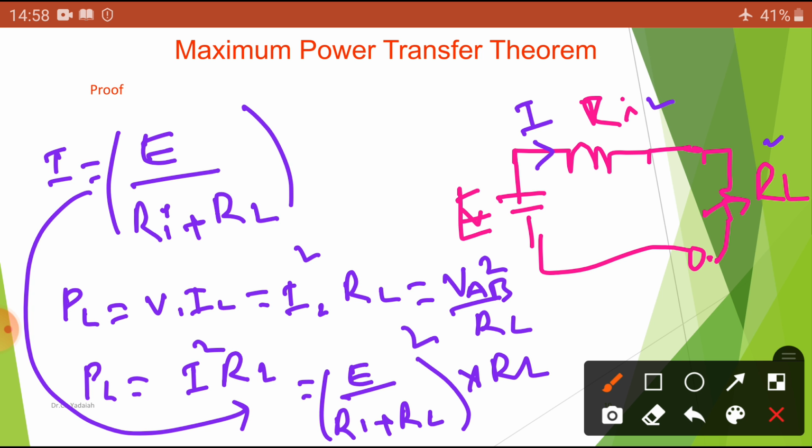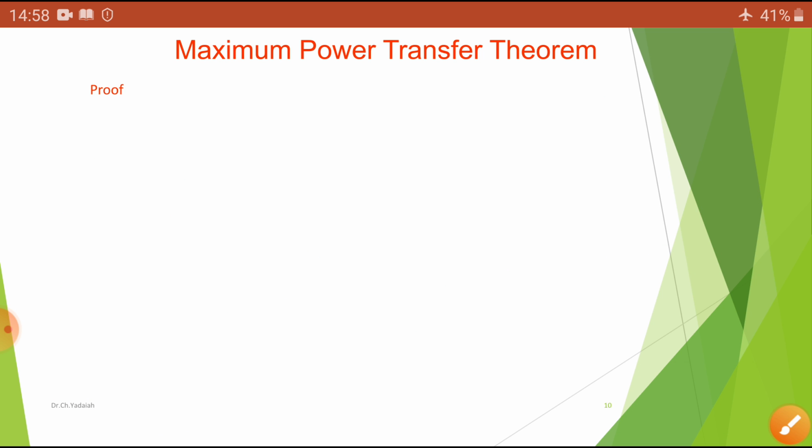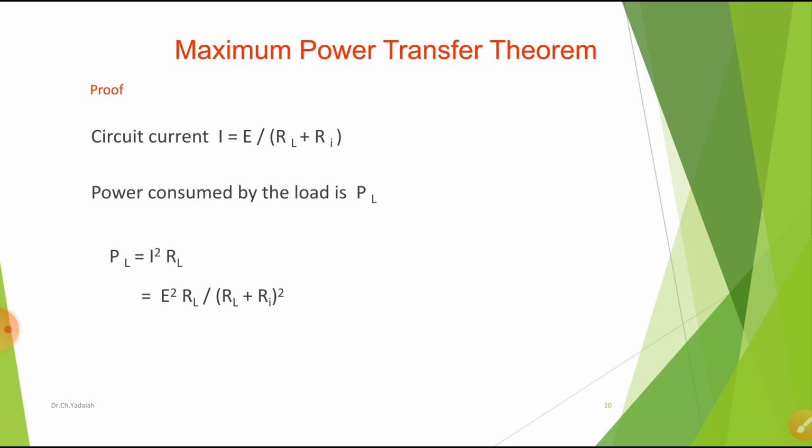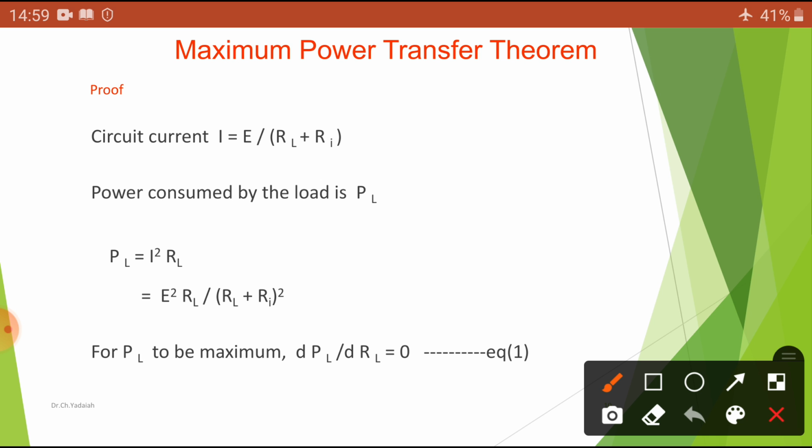So this can be seen in the animation now. Same proof: the circuit current I is equal to E by (RL plus Ri), and the power consumed by the load is PL, where PL is equal to I square RL, that is E by (RL plus Ri) whole square into RL. Now, for maximum power, differentiate PL and equate it to 0. So what will happen? You can see.